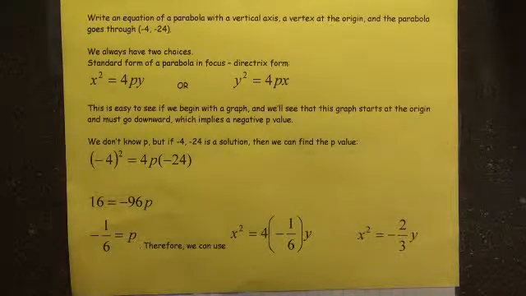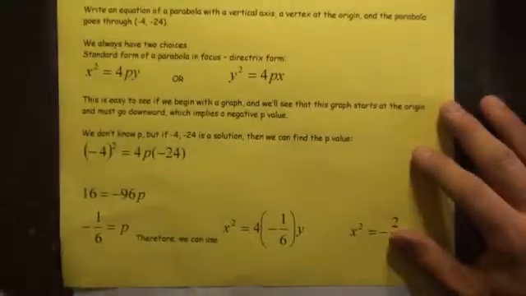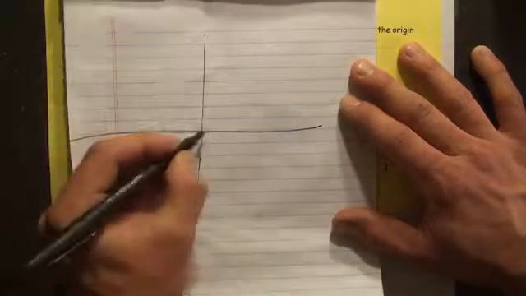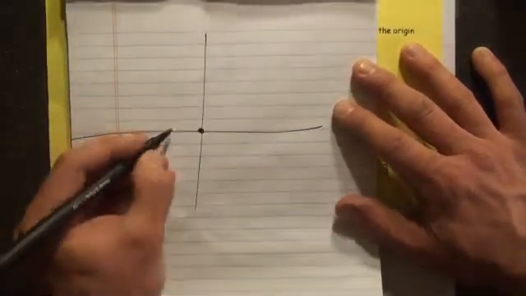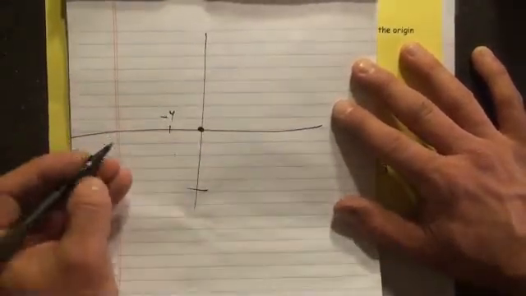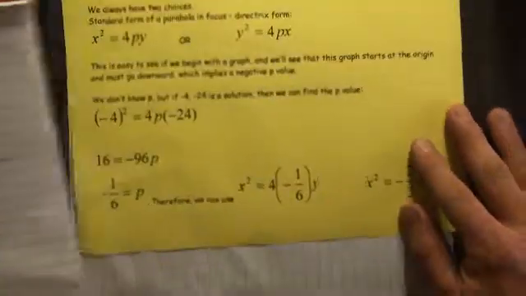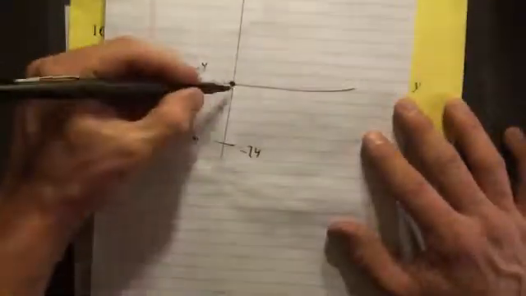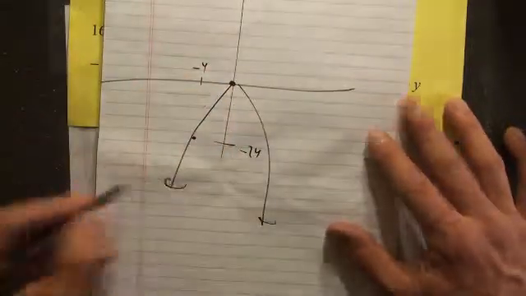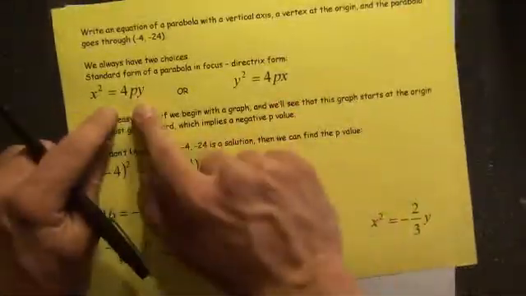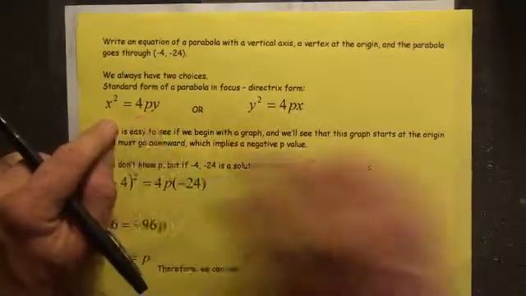Here we go, here's some more of this notebook paper action. Alright. So they tell us that we're at the origin, vertex. They tell us that we're at -4, -24. It doesn't have to be a perfect graph, guys. We're just trying to find out what's going on here. Now, it says write an equation of a parabola with a vertical axis. They're telling us this thing goes north-south. Guess what? This one. That's the shape we're going to take right here.